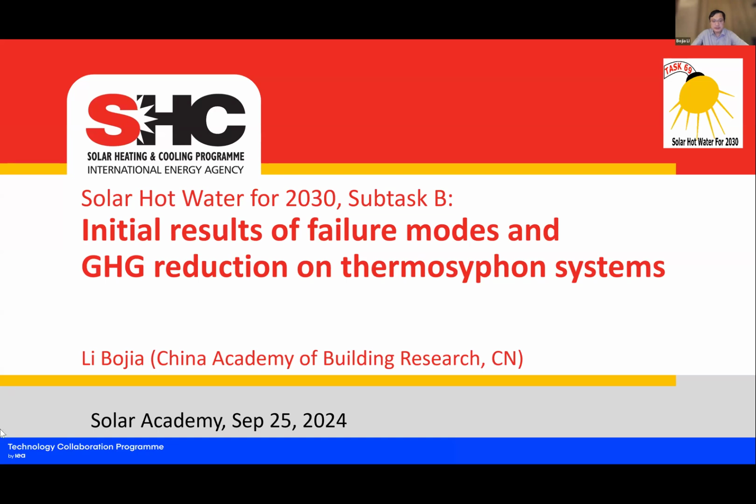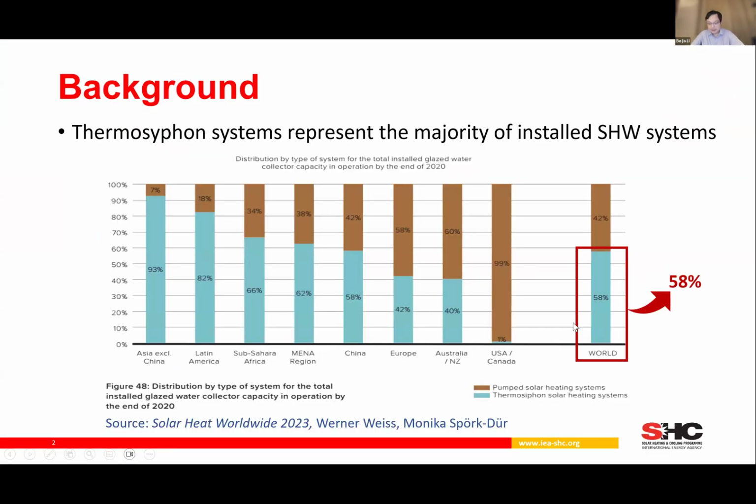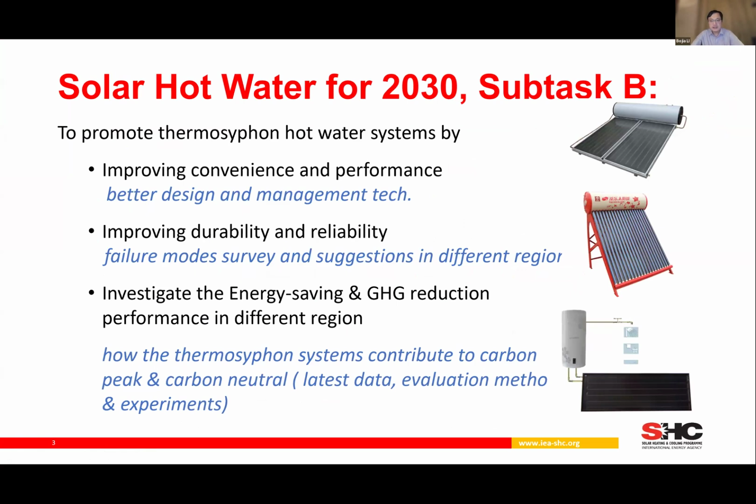Although PV water heaters today have made great advances, thermosyphon systems still represent the majority of installed solar hot water systems. So in this subtask, we mainly focused on thermosyphon systems, to promote them by improving their convenience and performance, and improving their durability and reliability through our failure mode survey and suggestions for different regions. We also investigate the energy saving and GHG reduction performance in different regions to tell people how thermosyphon systems contribute to carbon peak and carbon neutral goals.